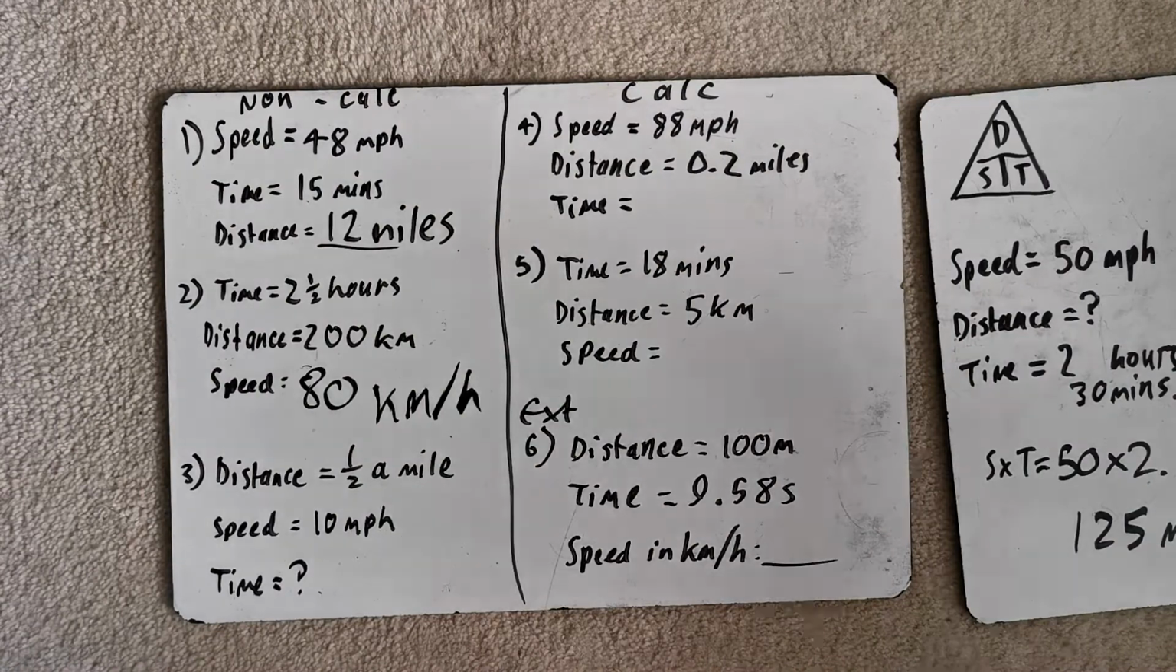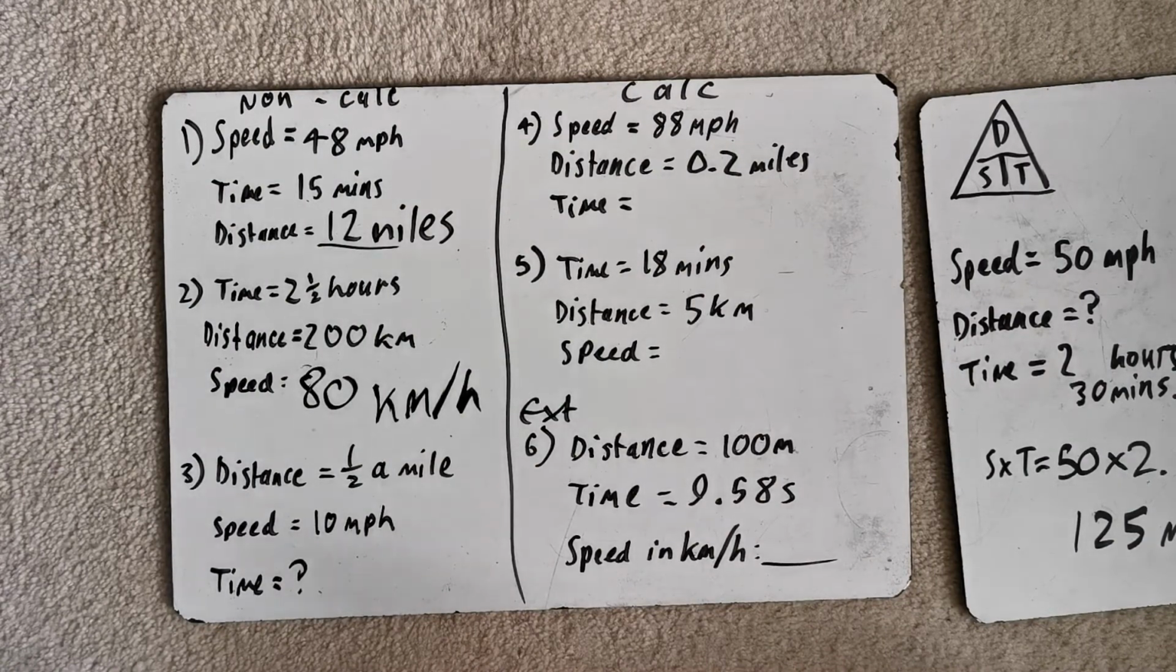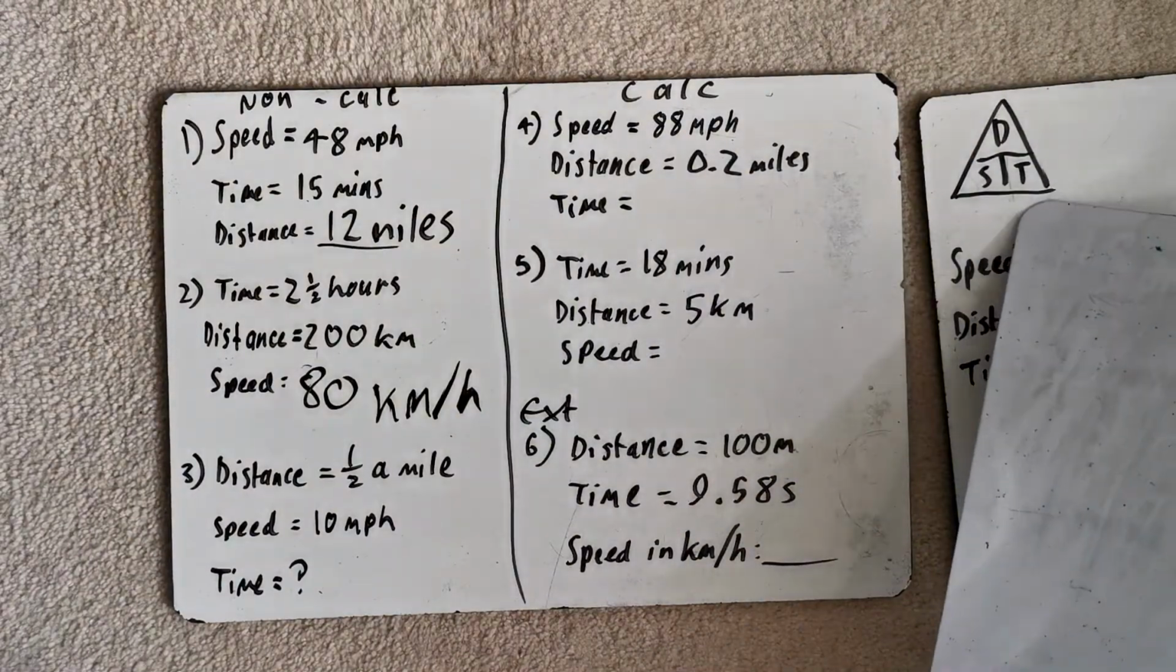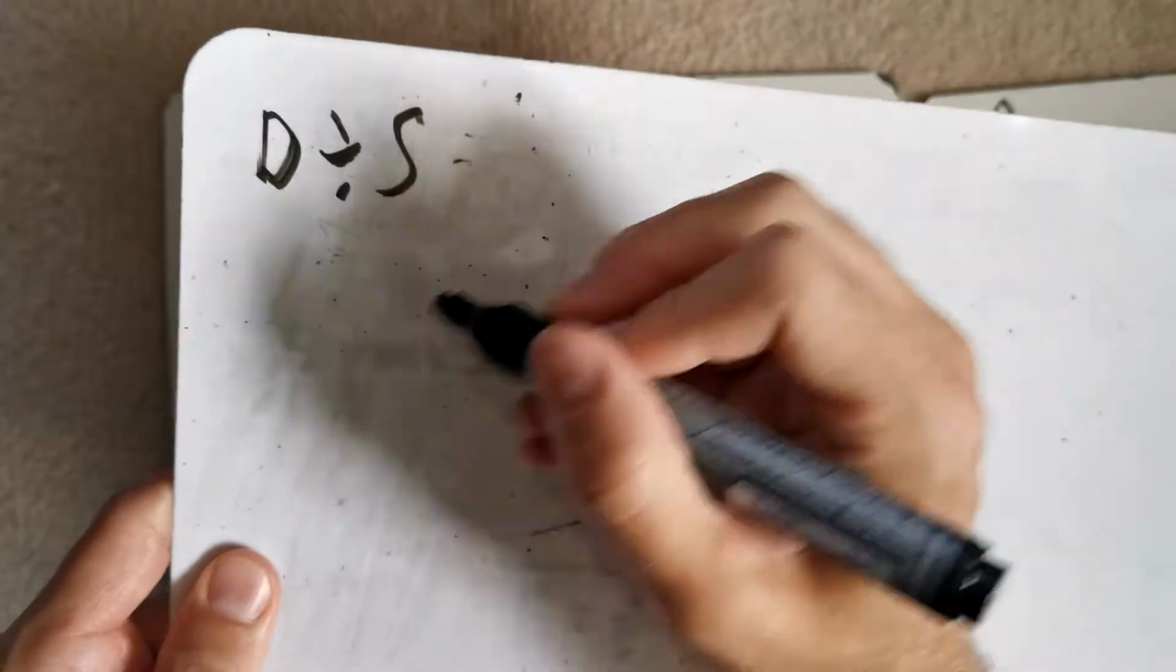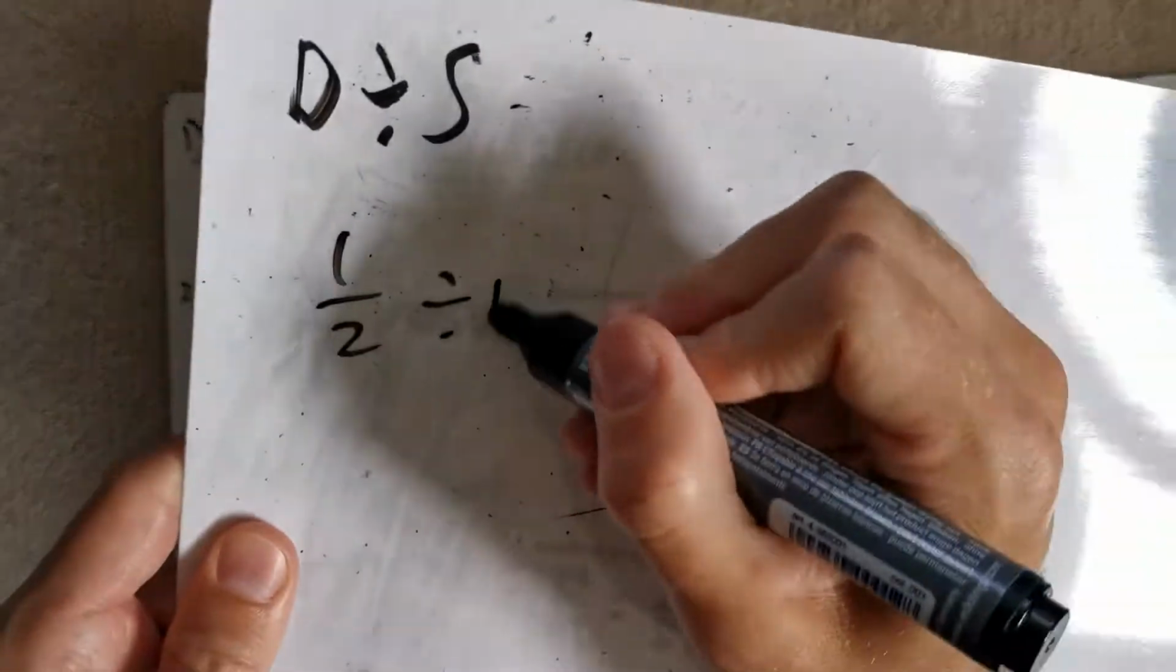Next up, we've got speed is 10 miles an hour, and the distance is half a mile. We're trying to find out time. Time is distance divided by speed. So distance divided by speed. So half a mile divided by 10 miles per hour. So what is a half divided by 10?